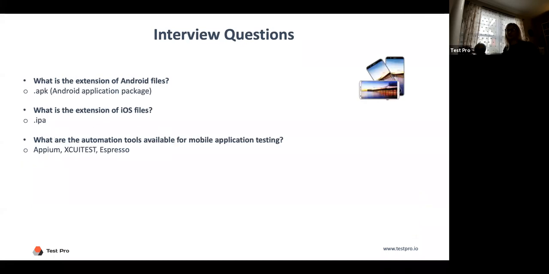Next one. Those are questions usually asked. What is the extension of Android files? It's APK, Android application package. That's how the code will be delivered to the phone, your application code, by this APK file. And for iOS, the file is IPA. So APK and IPA, remember this one, only two options.